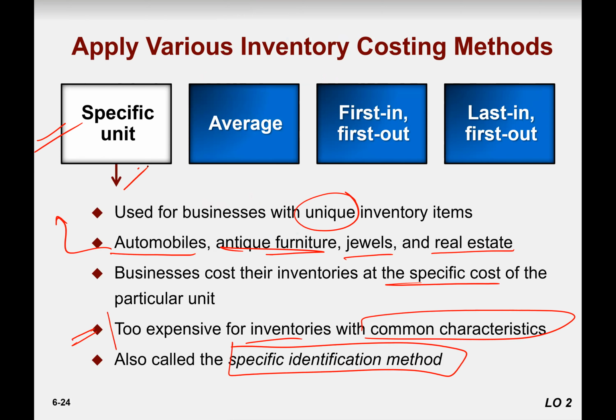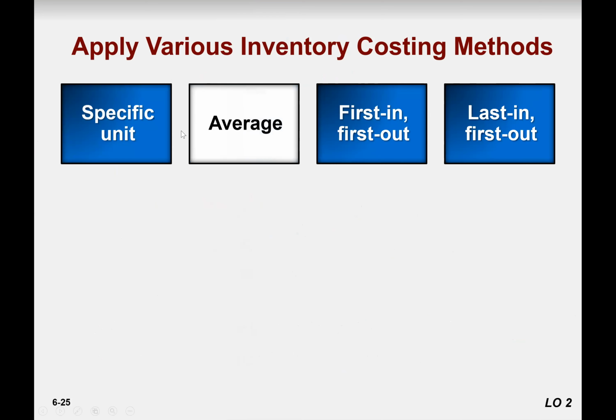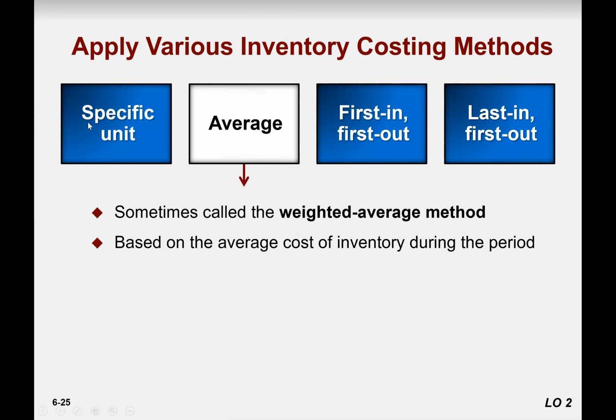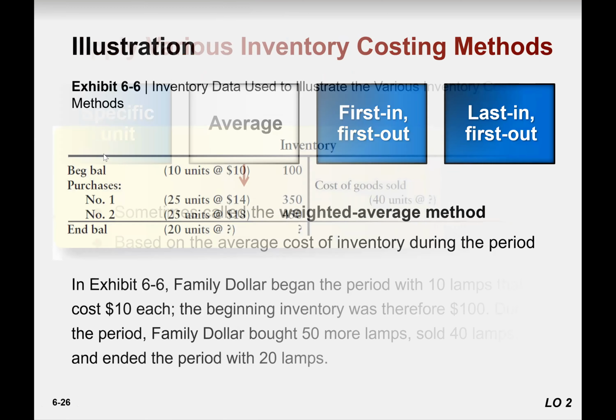But for other patients, those you're dealing with common normal fever, common cold, and that's it, we cannot use the specific unit method because it's going to be very expensive. So let's talk about the other method, the average method, sometimes also called the weighted average method.